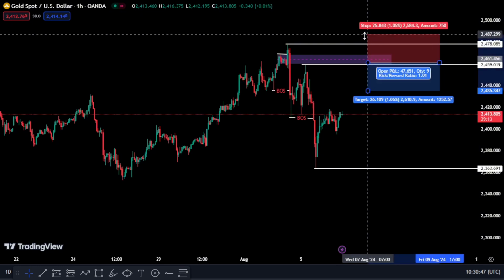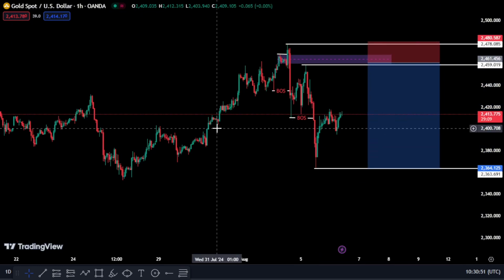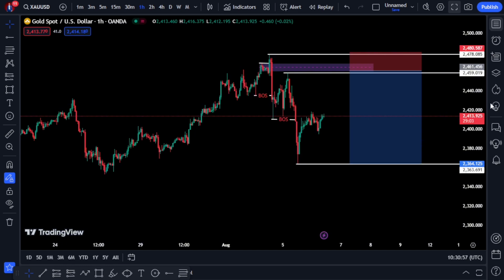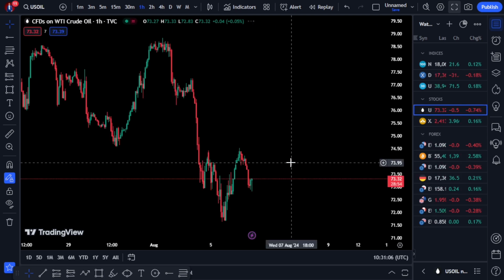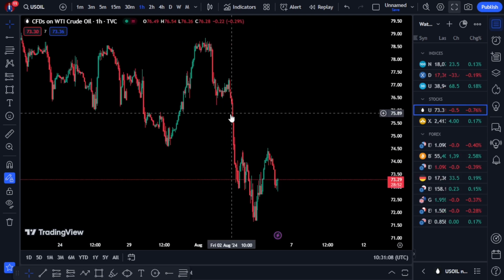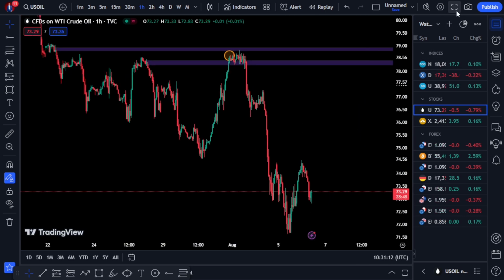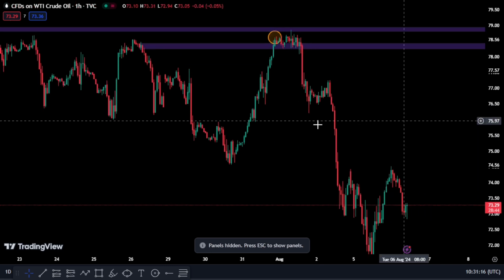All right, now let's just go to the US oil. So let me just load up the chart. Okay, US oil, it's at 73.29 per barrel. Per, I don't know, I think so. I don't know. That's no business of mine.